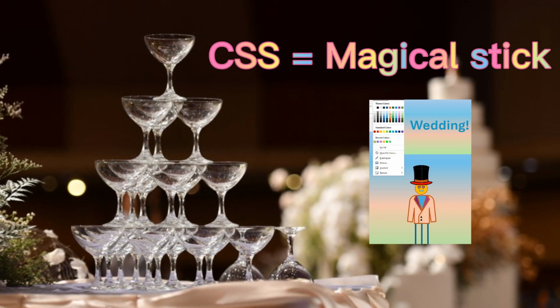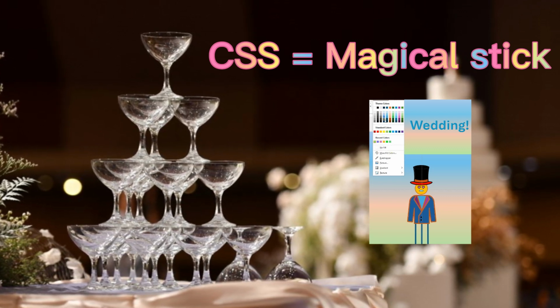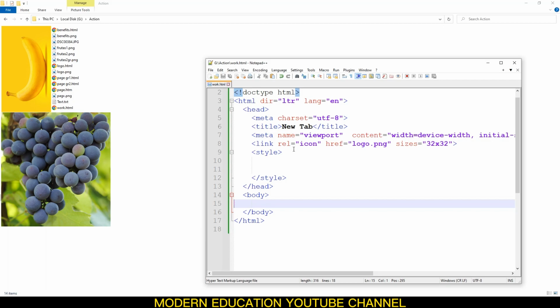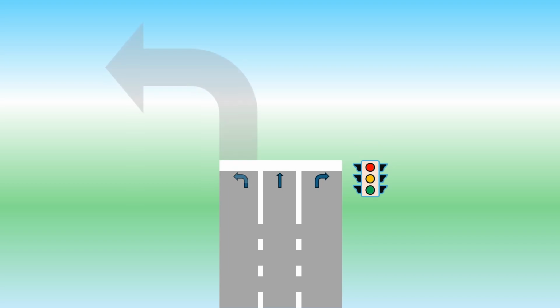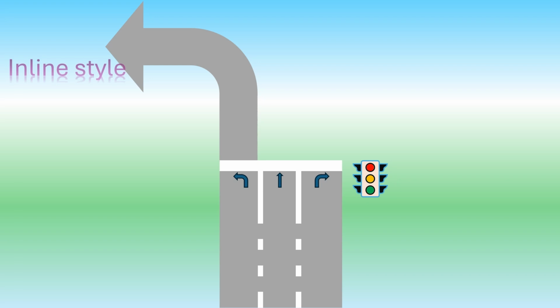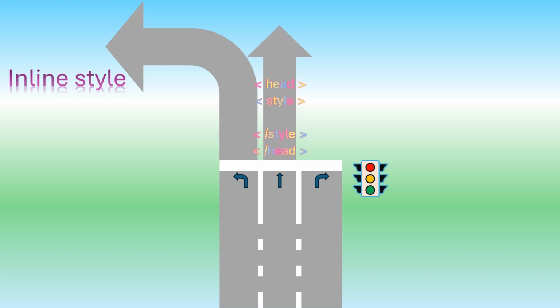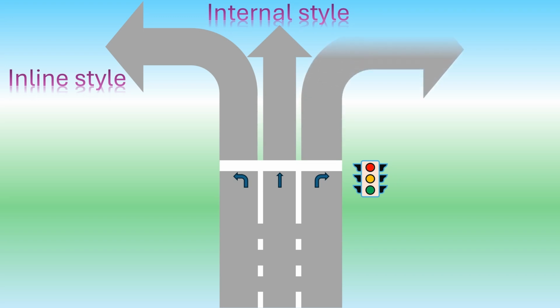Now, how can you insert the CSS into your page? Well, there are three different ways. You can put an inline style for each one of the HTML elements. Then you can put an internal style that is defined here at the header section between these two style tags. Or the third variant is using an external style sheet.